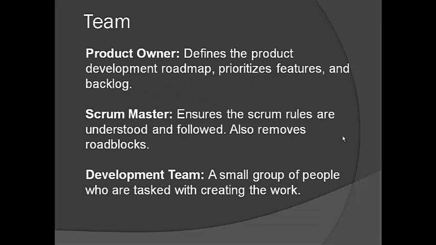Okay, now we're going to move into the team. The team members are as follows. We've got the product owner. She defines the product development roadmap, prioritizes features and the backlog. The Scrum Master ensures the Scrum rules are understood and followed, and he or she also removes roadblocks. The development team, they're the people who do the work. It's a small group of people, usually no more than 9 people, who are tasked with creating the work.